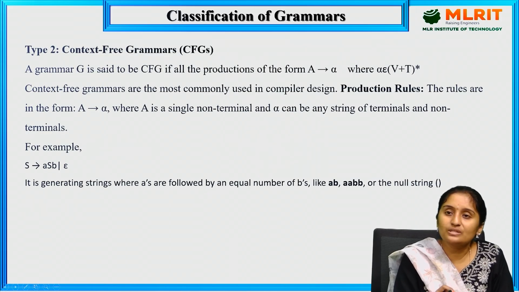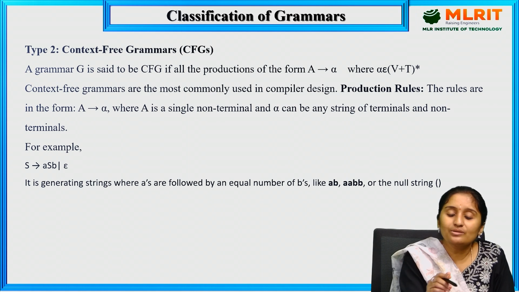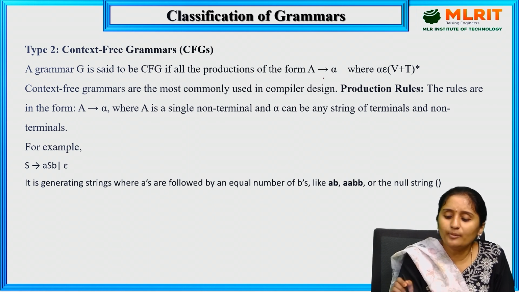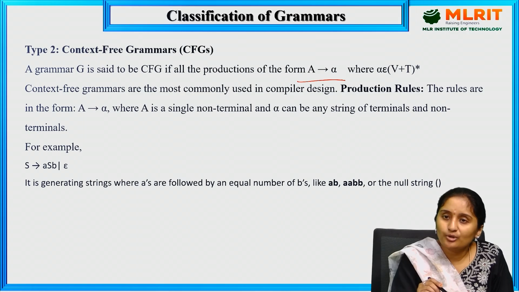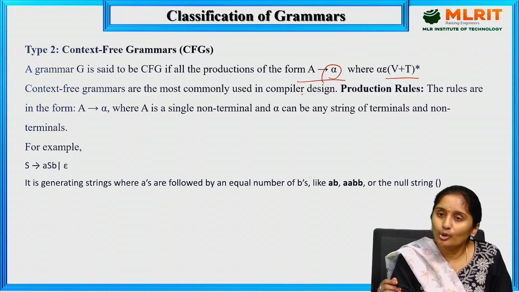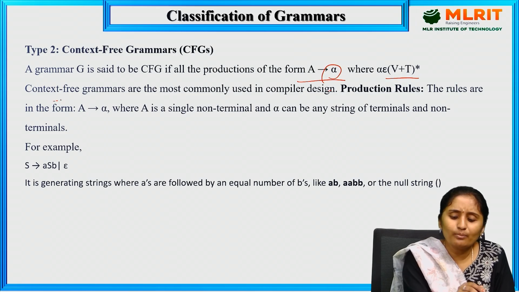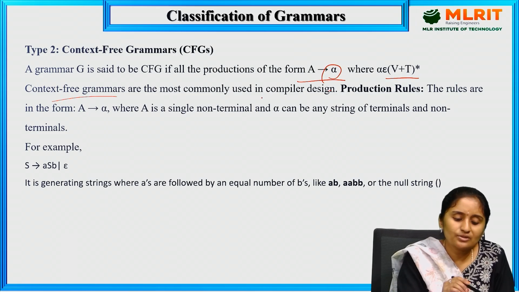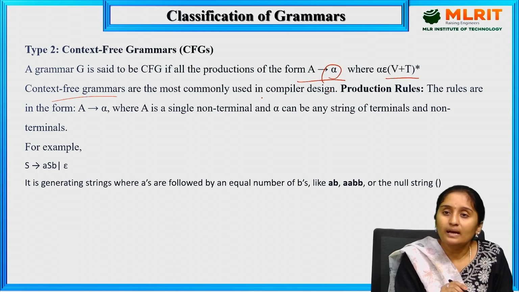The next one is context free grammar, which we can also call CFG. Here all the productions are of the form A produces alpha, where alpha is a combination of variables and terminals. Variables are the non-terminals, capital letters, and terminals are lowercase letters. These are most commonly used in compiler design. Mainly these context-free grammars are used in compiler design.